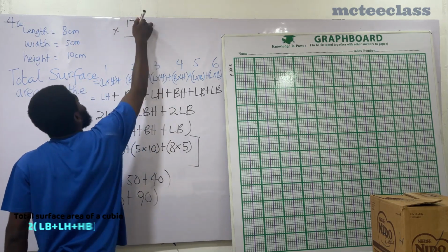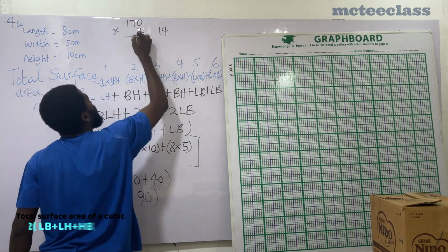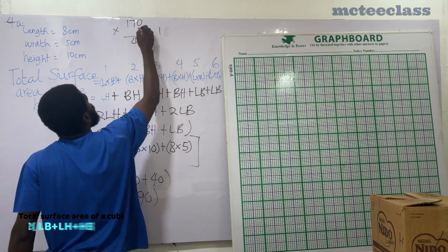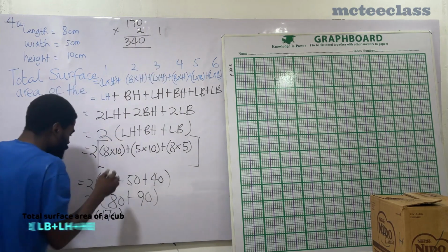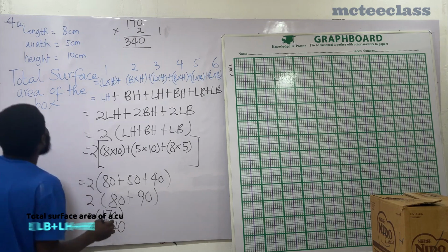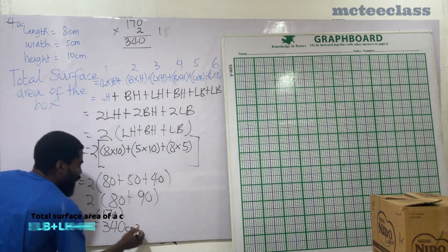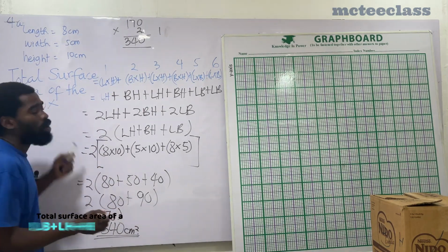2 times 0 is 0. 2, 7, 14. So I pick 4, remainder 1. You can see alongside. Now, remainder 1. 2, 1, 2. Plus the 1 gives us 3. So we have 340. And we are looking at surface area. So 340 centimeters square. So this will be the surface area for the box.